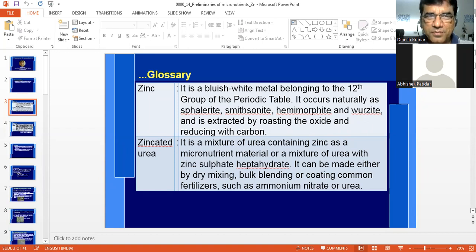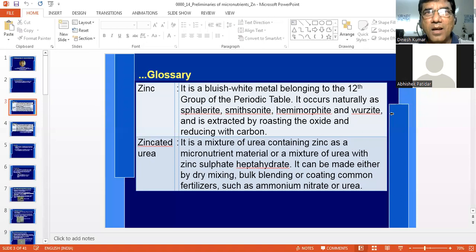Can you tell me what is the minimum level of zinc that is prescribed in the Fertilizer Control Order for zincated urea? Shubham, are you there? Dian? I don't know, sir. Who are you? Sir, Dion Mandal. Okay. So any other? Subrata? Raj? Don't know, sir. Nobody knows.